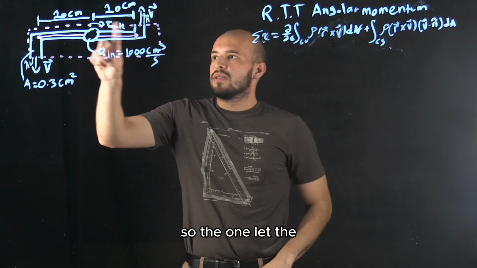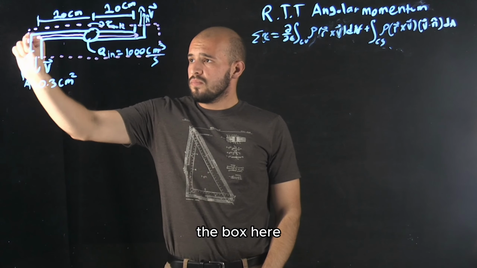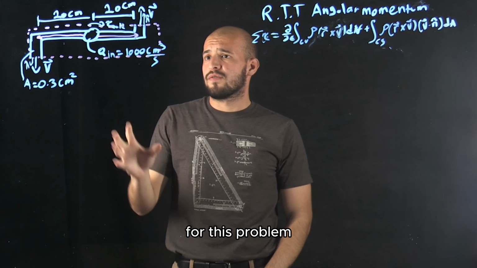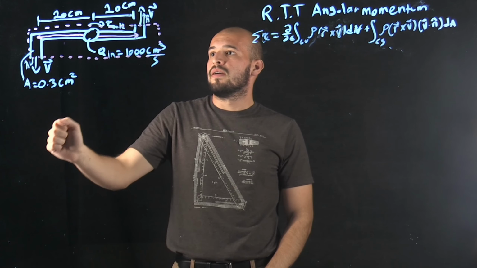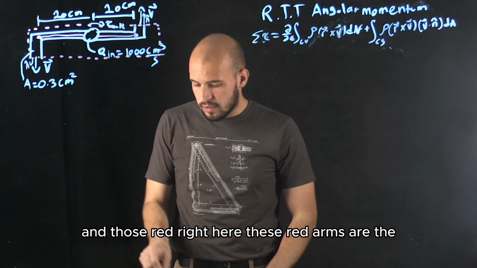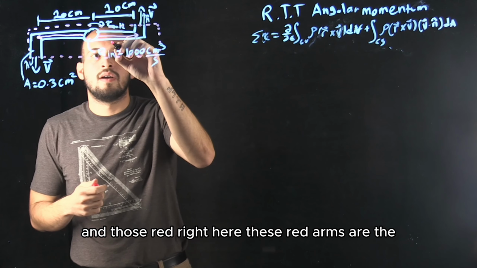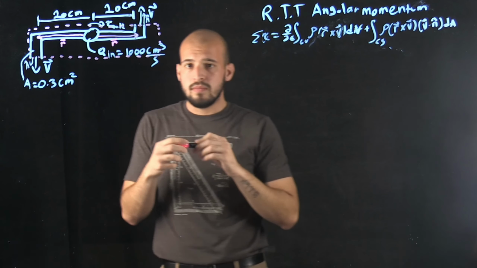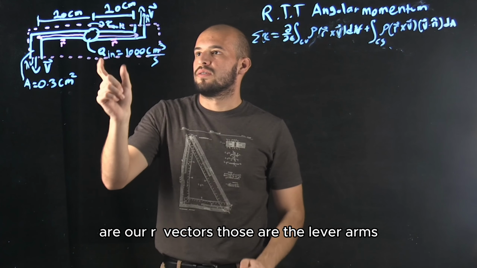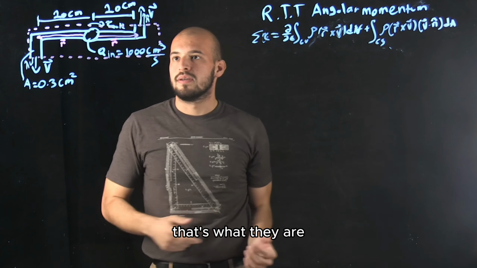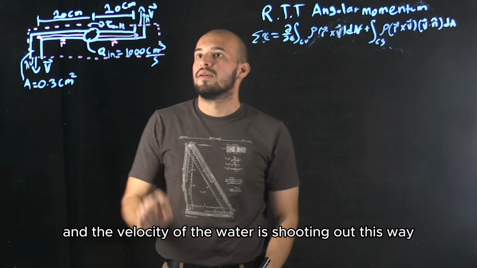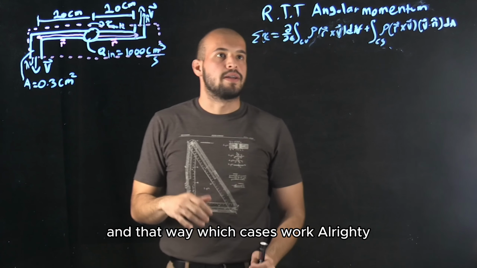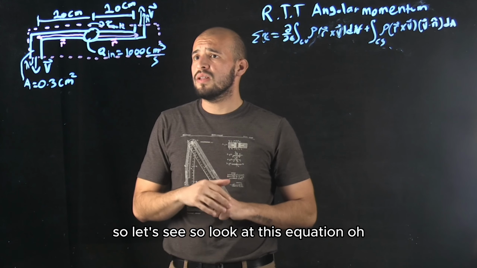Alrighty, so the box around the sprinkler that I drew is the boundary for this problem, and there are red arms right here. These red arms are our r vectors, those are the lever arms. And the water is shooting out this way and that way, which creates the torque.